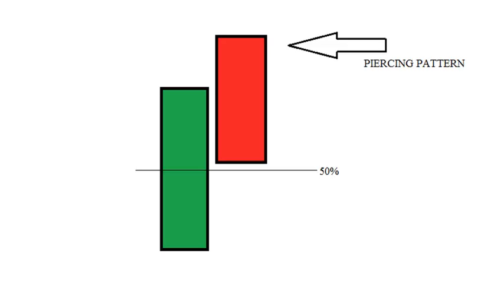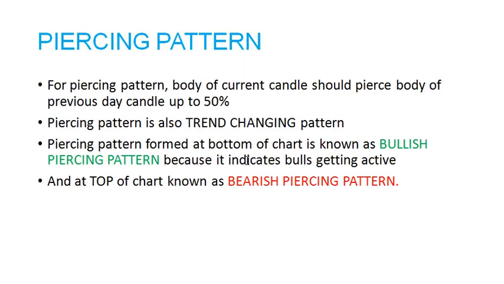So the next candle pattern, which is a two candle pattern, is called a piercing, and let me explain to you what a piercing is. So here the price has been going up, a green candle, green candle, green candle, and all of a sudden there is a red candle formation which comes into play. So a piercing pattern is a pattern where the body of the current candle should pierce the body of the previous day candle by up to 50%, or lesser.